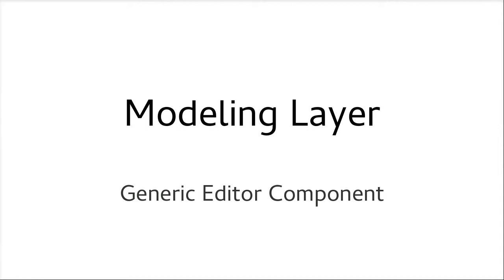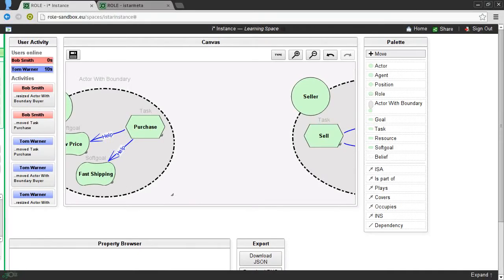Let's first have a look at a sample instance of the generic modeling editor, as in this case it has been generated for the iStar modeling language. The widget-based user interface of the editor offers two different views of the model. The graph view, consisting of the canvas and the palette, visually represents the model as a graph and allows the addition, rearrangement and removal of nodes and edges.